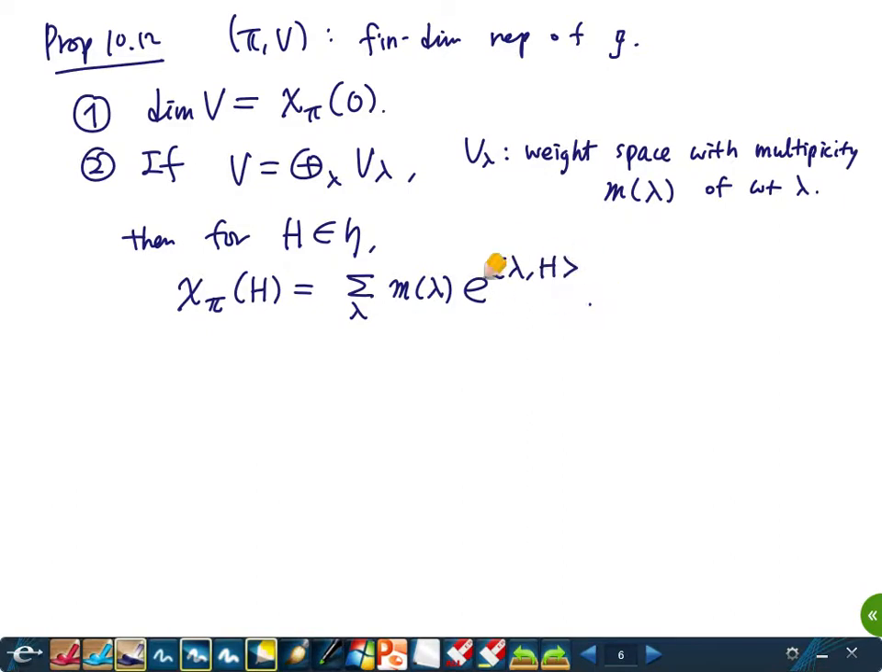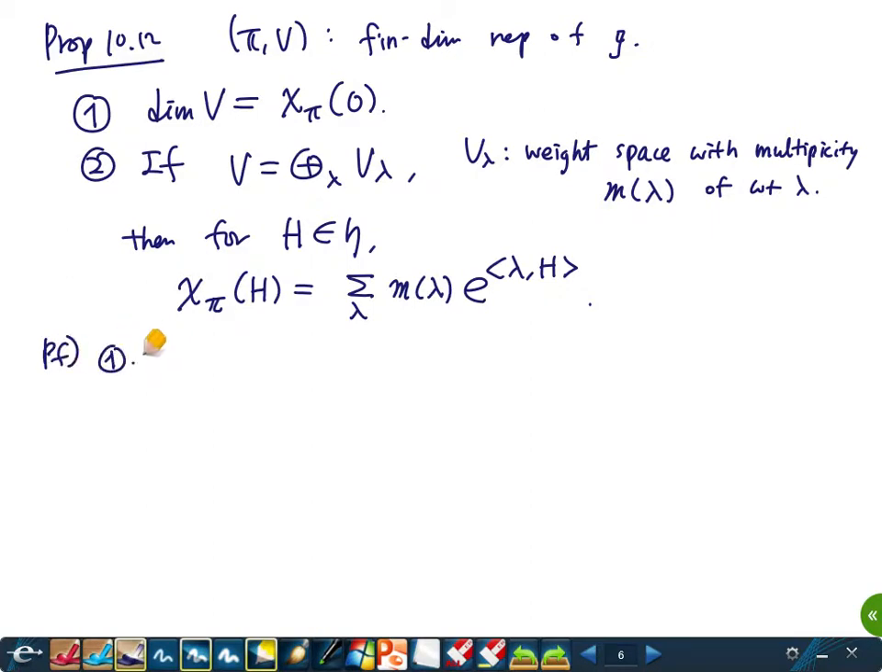Here, this is really just the exponential function that we learned from calculus. Notice that this is a real number. So this part is a complex number. This part is just e to the something. It's a usual exponential function. Actually, the proof is not difficult, so let's see.